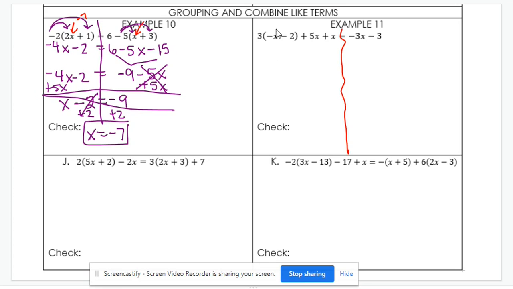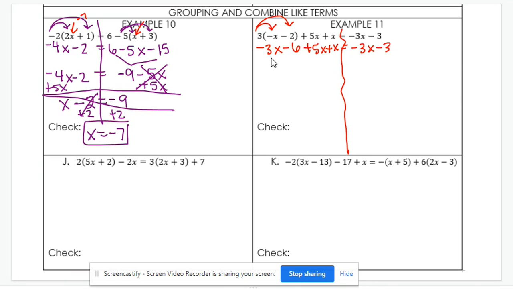All right, 3, open parentheses, negative x minus 2, close parentheses, plus 5x plus x equals negative 3x minus 3. So let's start with grouping symbols, and yes, we have parentheses on the left. So on the left, we're going to do 3 times negative x, which is negative 3x. And 3 times negative 2, which is negative 6. Bring down my plus 5x and my plus x, and that equals negative 3x minus 3.